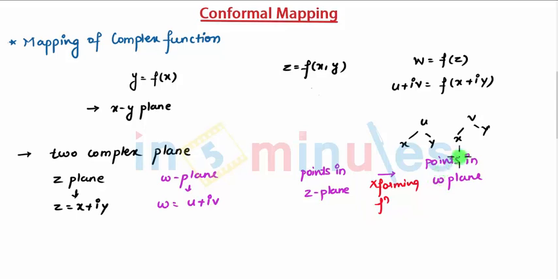Now we have different types of transformation functions. For example, we have translation, rotation, bilinear transformation, and magnification. All this I'm going to discuss further.